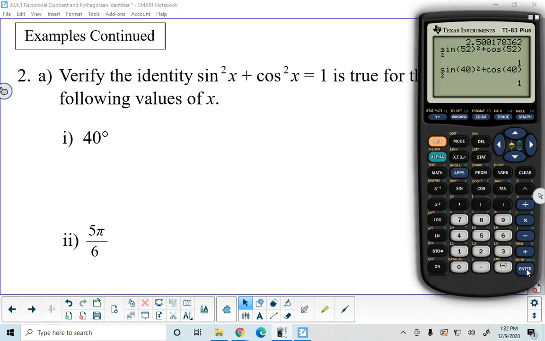I get 1. If I do it with 5 pi over 6, I guess I should be in radian mode. And I take the sine of 5 pi over 6, and I square the sine, and I add the cosine of 5 pi over 6, and I square the cosine. I get 1. So sine squared plus cos squared is always 1.